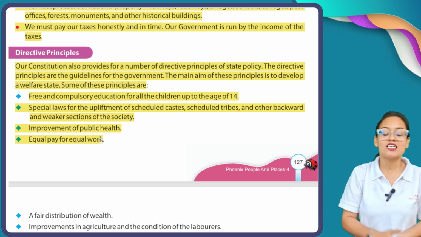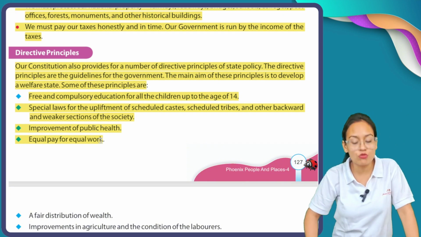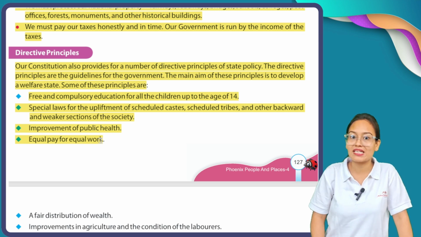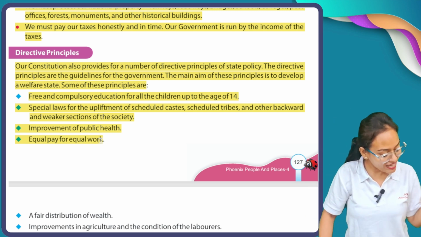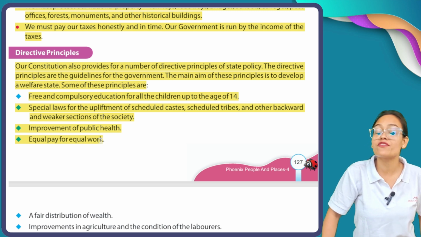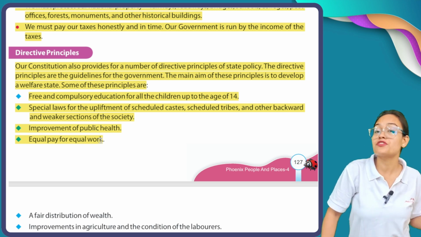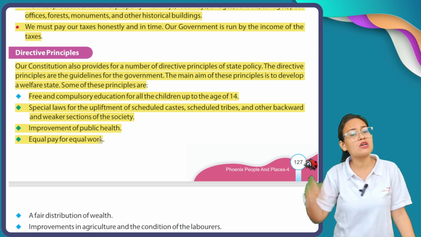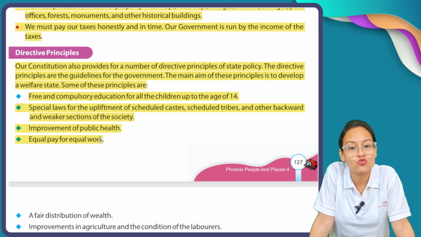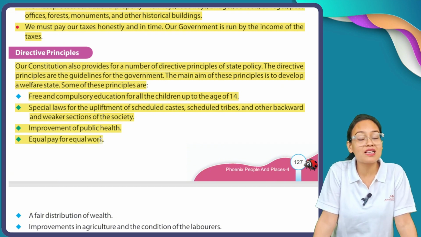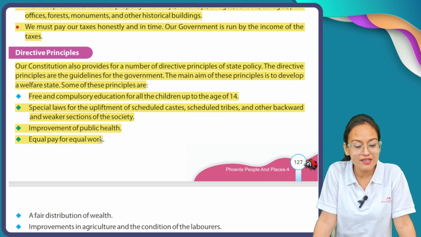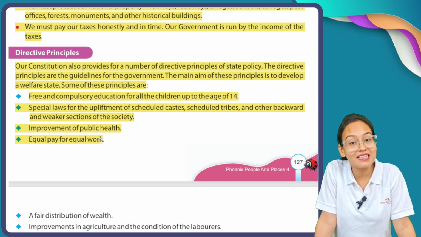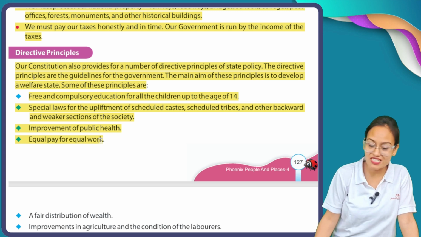Special laws for the upliftment of scheduled castes, scheduled tribes, and other backward and weaker sections of society. It is the responsibility of the government to take care of scheduled castes, scheduled tribes, and other backward classes as well as the weaker sections of our society, to look after their welfare. Improvement of public health, to maintain a good, neat, and clean public health care system.